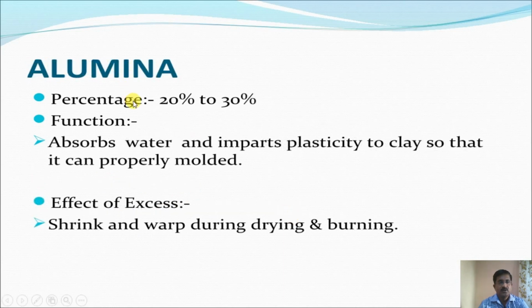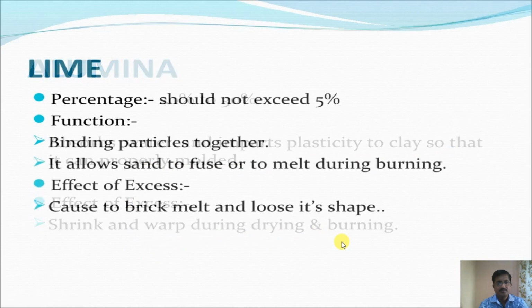Alumina: percentage is 20% to 30%. Its function is to absorb water and impart plasticity to clay so that it can be properly molded. If it is used in excess, it may shrink and warp the brick during the drying and burning process.